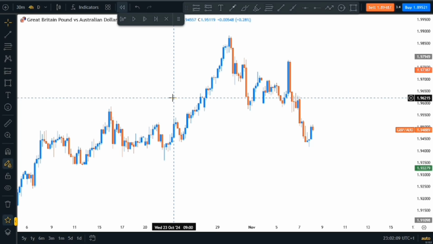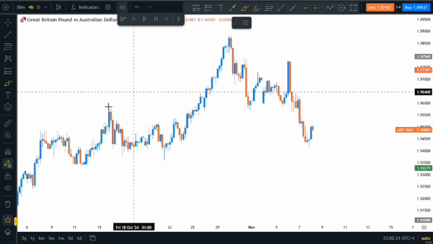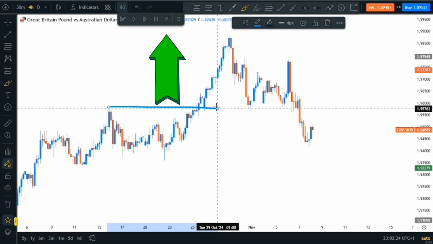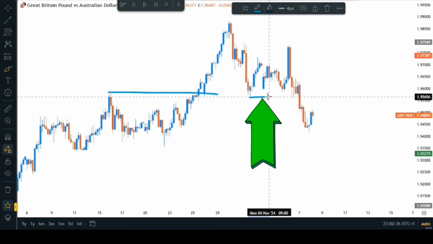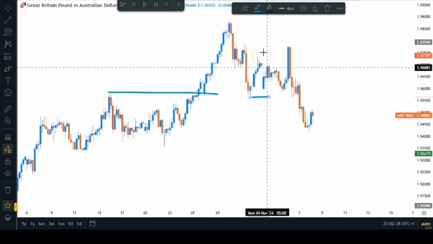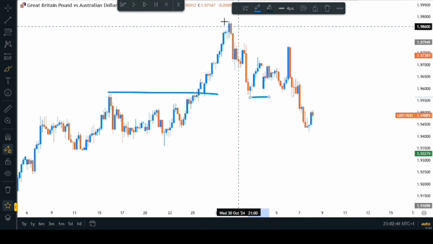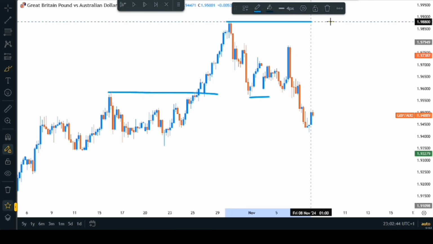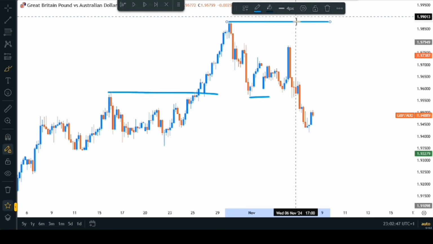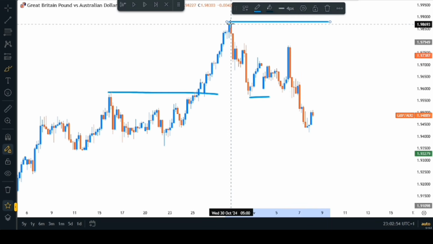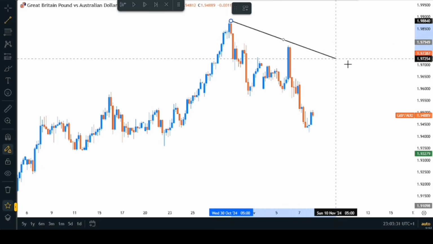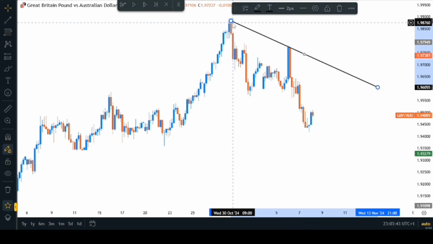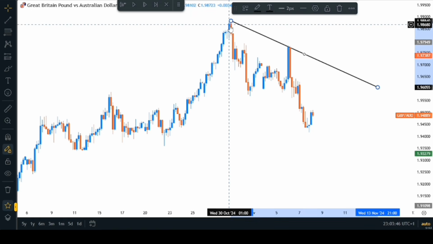We are going to be using the chart of Great Britain pounds versus Australian dollar for an example. As you can see, the market is breaking structure to the upside. The market pulled back to this previous resistance which now becomes support. But instead of the market breaking above the key level in order to make a new higher high so that it will continue making a higher high, higher low, it got rejected. This is the first rejection, while this is the second rejection. You need to draw your trend line by connecting the two swing highs. We have the first swing and the second swing.